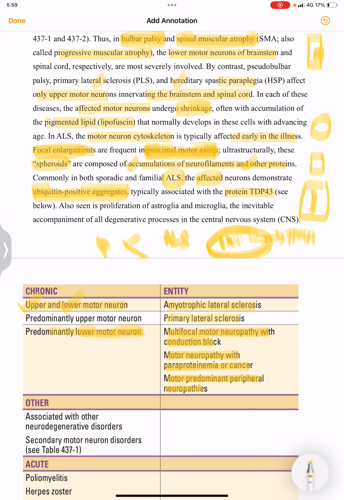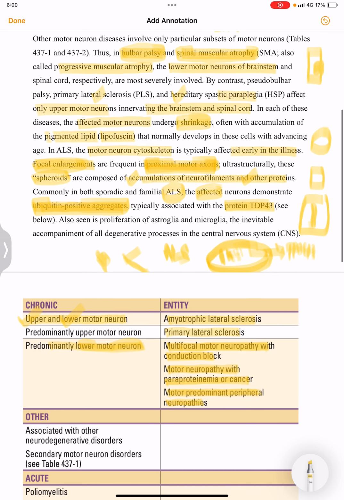Ubiquitin positive aggregates will be there, associated with the protein TDP43. And what else can be seen? The pigmented lipid also can be seen. What happens early in the course of the illness? The motor neuron cytoskeleton is typically affected. What are these focal enlargements in the proximal motor axons? They are spheroids, composed of neurofilaments and other proteins. And what happens in amyotrophic lateral sclerosis? Both upper and lower motor neurons are involved.